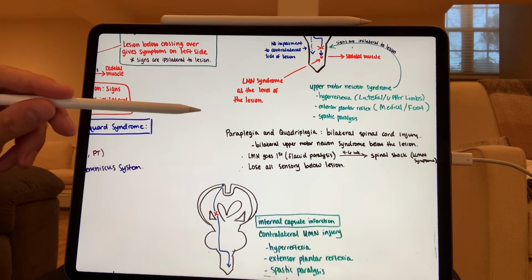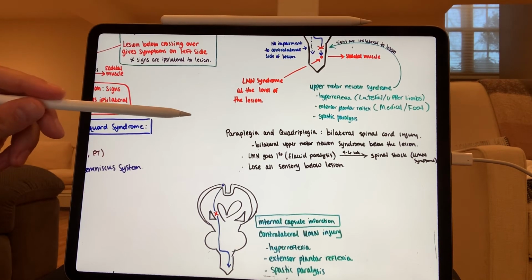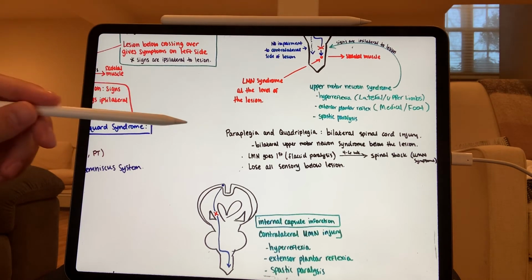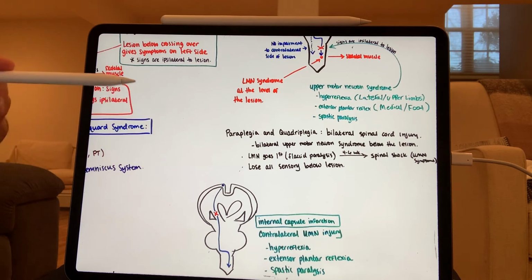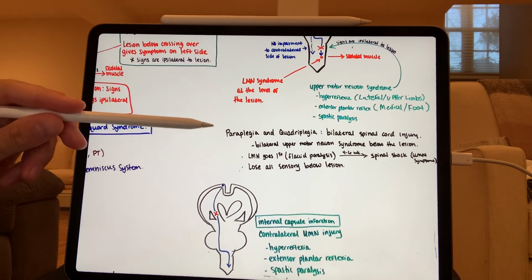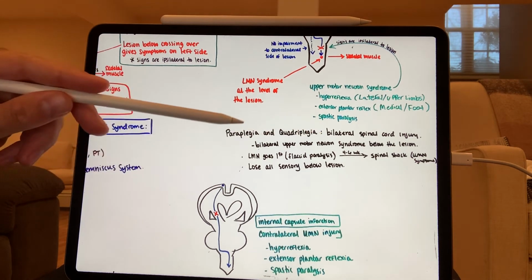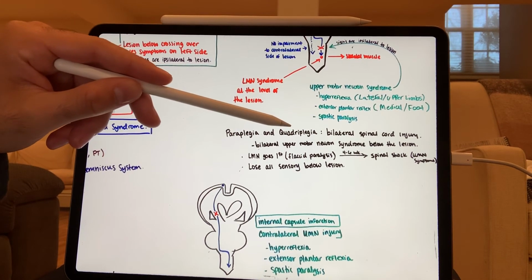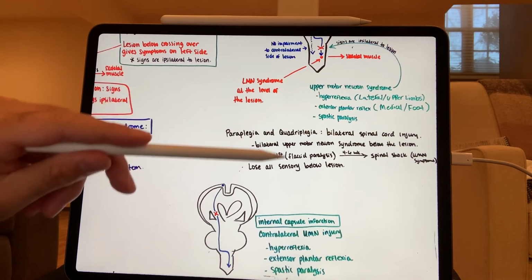Or is it in the thoracic region, in the thorax? Then basically it would be your legs that would be paralyzed in that case. However, your arms would still have some function. So that's what that depends on. Thoracic would be paraplegia, and then cervical would be quadriplegia. Exactly. Both are bilateral spinal cord injuries.